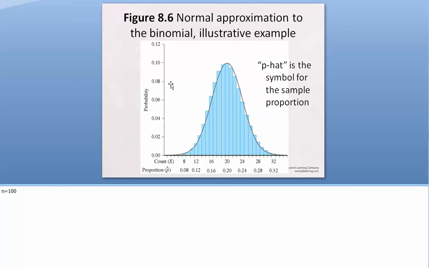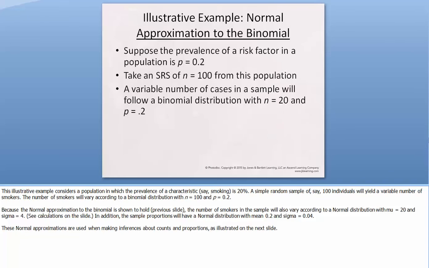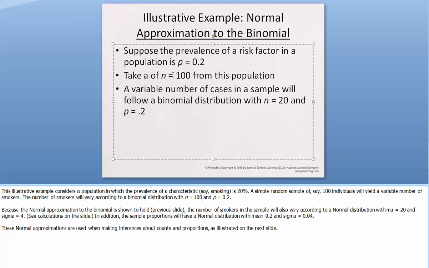Now let's go to the next slide. So now, an illustrative example. Examples are really good, aren't they? So if you have the prevalence of a risk factor in a population to be 0.2, take a simple random sample. I did not talk much about that. Just say take a sample of n equal to 100 from this population. Now, the number of cases in a sample will follow a binomial distribution with n equal to 20 and p equal to 0.2.